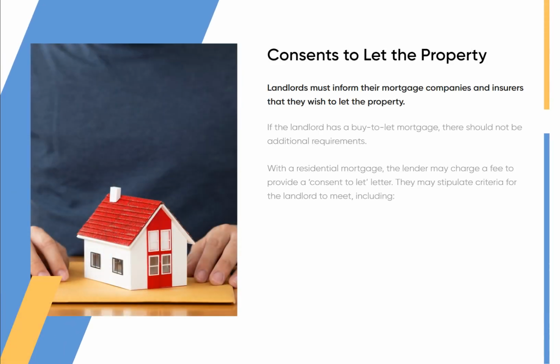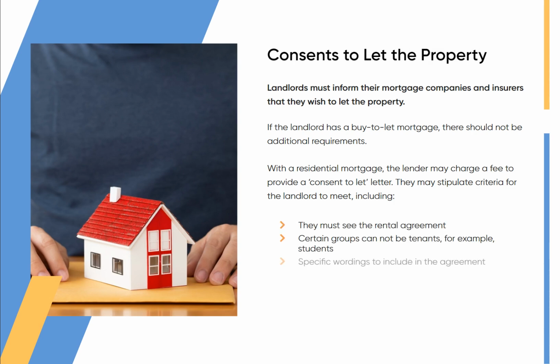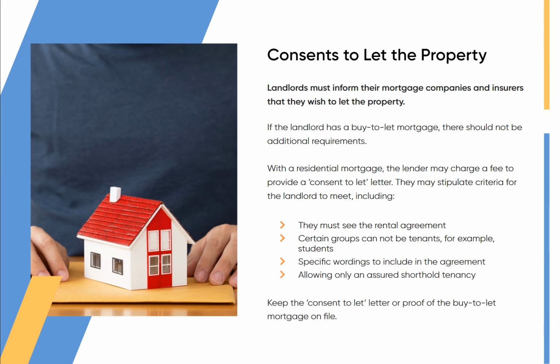Consents to let the property. Landlords must inform their mortgage companies and insurers that they wish to let the property. If the landlord has a buy-to-let mortgage, there should not be additional requirements. With a residential mortgage, the lender may charge a fee to provide a consent to let letter. They may stipulate criteria for the landlord to meet, including they must see the rental agreement.